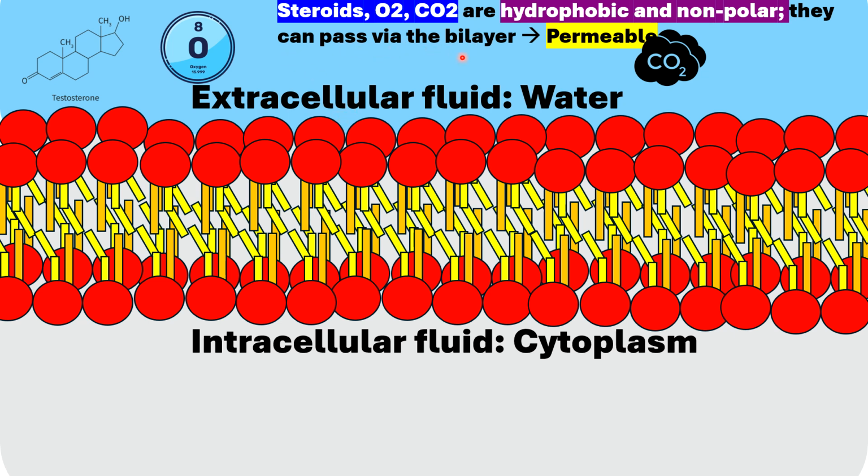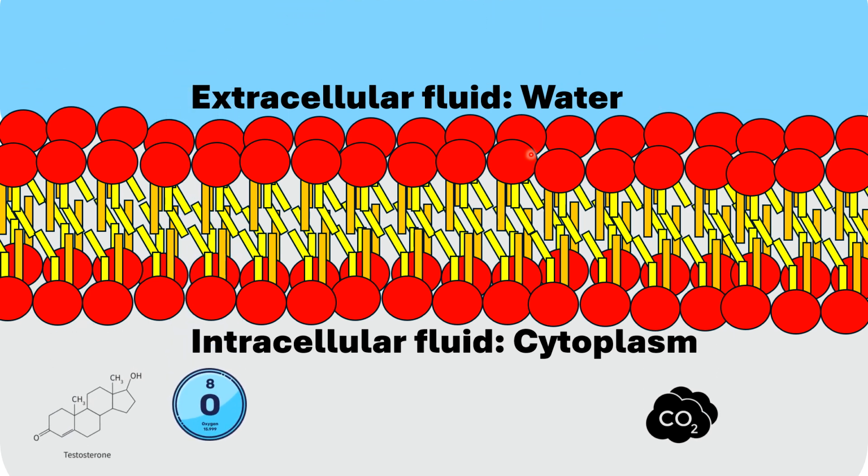Okay, now moving on to what things can pass or not pass this cell membrane, let's look at steroids, oxygen, and CO2 because they are hydrophobic and non-polar. These molecules, which are hydrophobic and non-polar, can actually pass through the bilayer. They are permeable. That's just a fact you need to remember. Moving on.